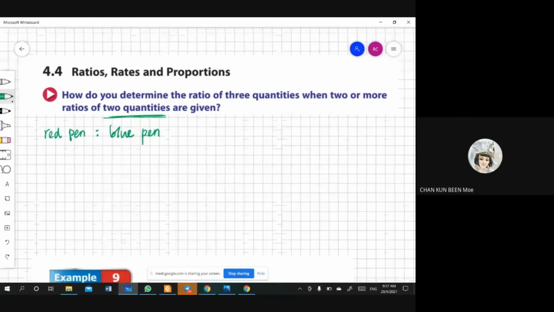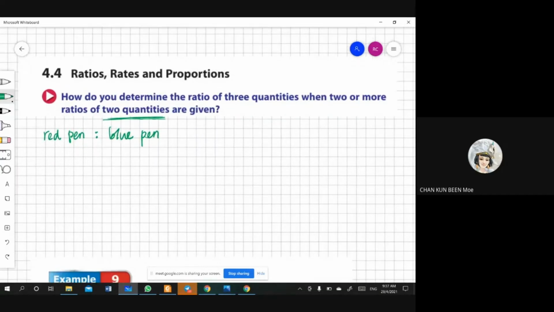You don't understand what I mean? Okay, for example, I have 3 red pen and I have 2 blue pen. So the ratio will be 3 to 2. Simple, right?